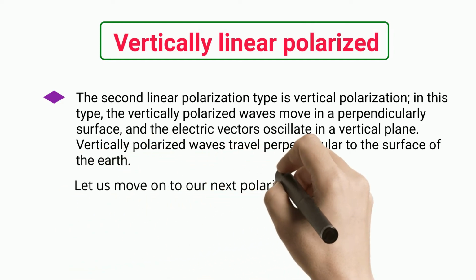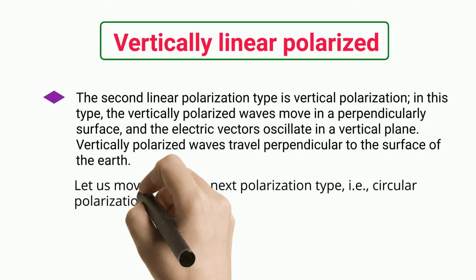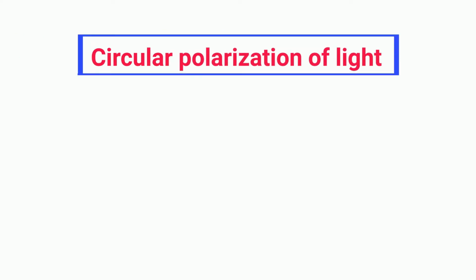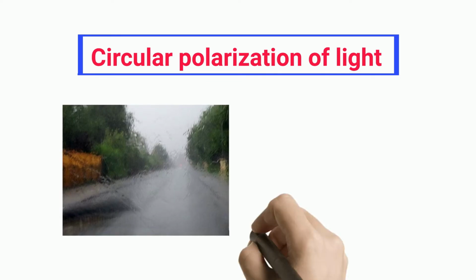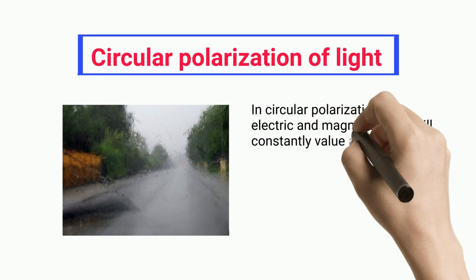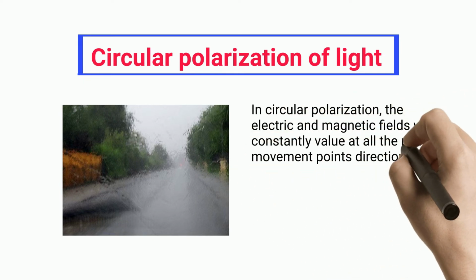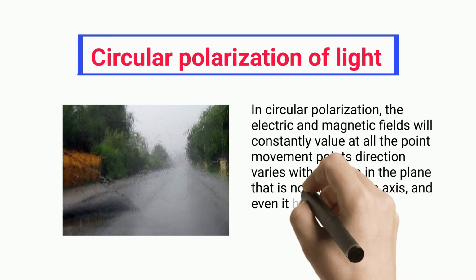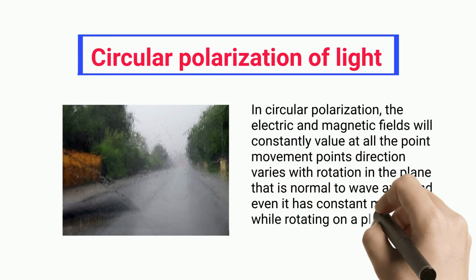Let us move on to our next polarization type, i.e., circular polarization. Circular polarization of light. In circular polarization, the electric and magnetic fields will constantly vary at all the movement points. Direction varies with rotation in the plane that is normal to the wave axis, and it has constant magnitude while rotating on a plane.